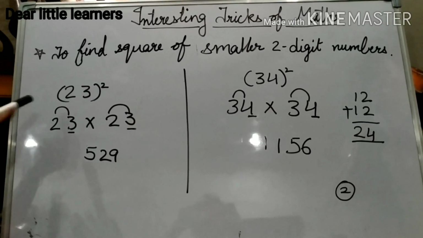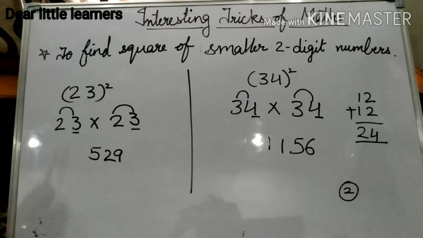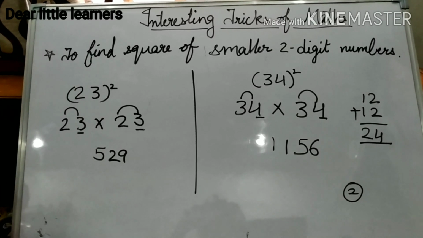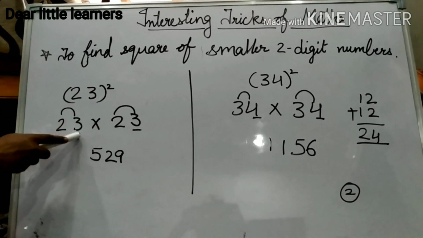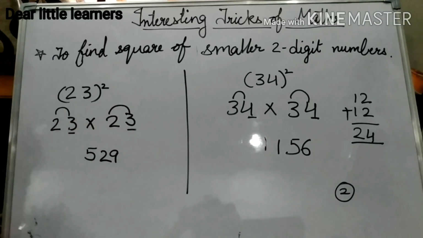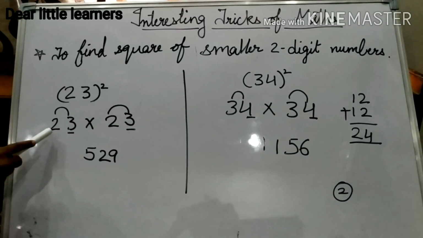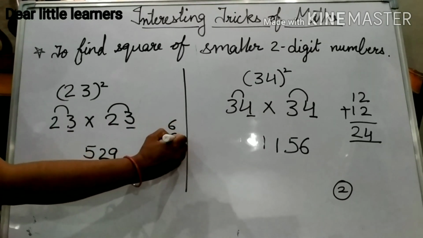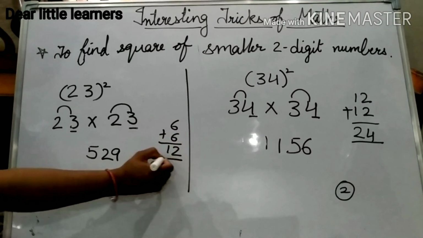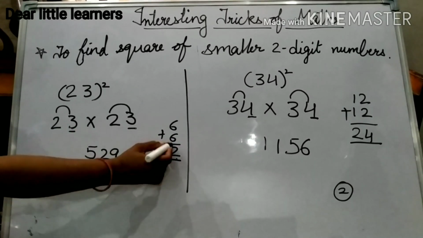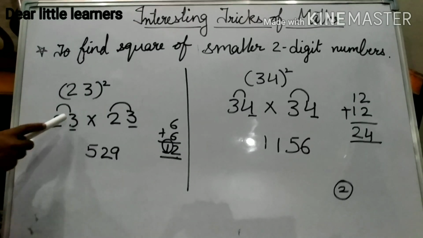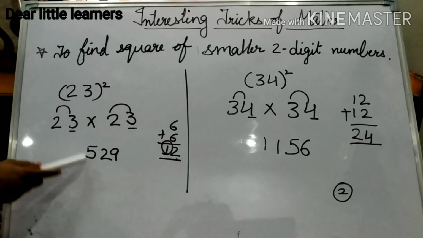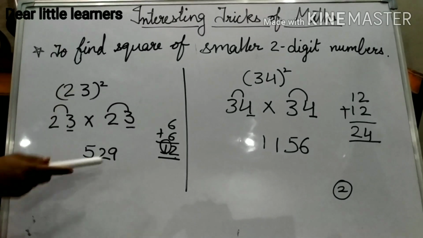So the first number I have taken is 23. For finding this 23 square, first we will write down 23 multiplied by 23. Then this 3 and this 3 we will multiply together. So 3 3s are 9. We have written it like this, and then 2 3s are 6 and 2 3s are 6. So 6 plus 6 is 12. So 2 we have written here and 1 is carry. And this one carry, first we multiply 2 2s are 4, and then we add this one carry, and that is 5. So the square of 23 is 529.